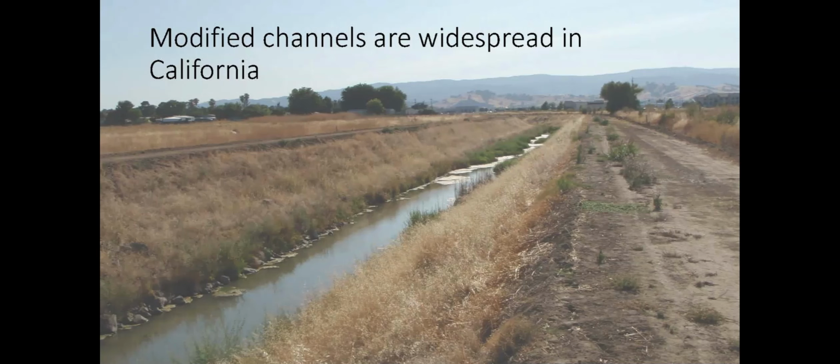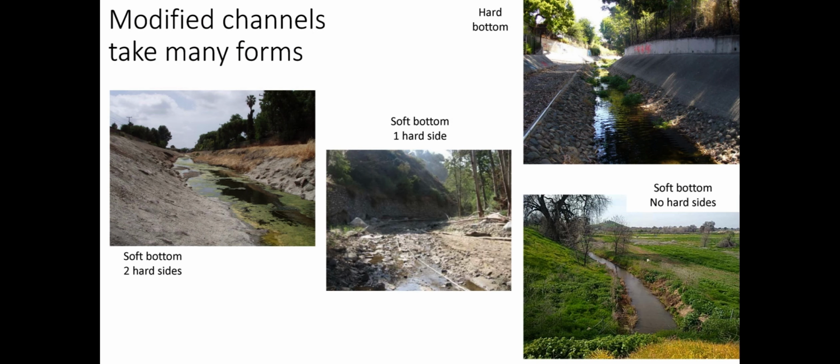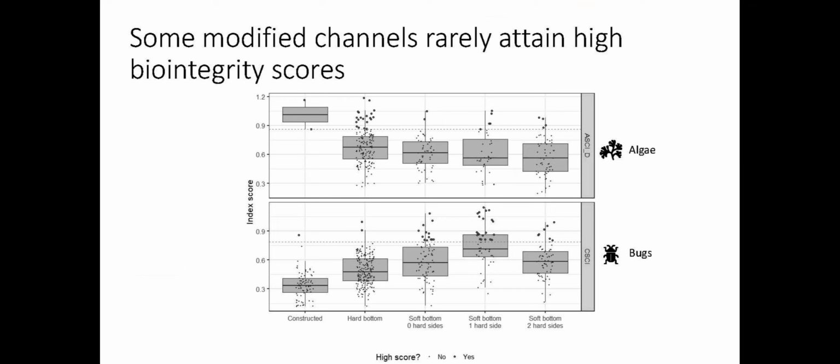For the most part, when we've been studying modified channels, we've been trying to look at the diversity of forms, looking primarily at bed and bank material, looking at things like, is the stream bed hardened? Is there hardening on any of the banks, the left bank, right bank, or both? And we found that this has a really good relationship with the types of biological functions that you can see supported in that reach.